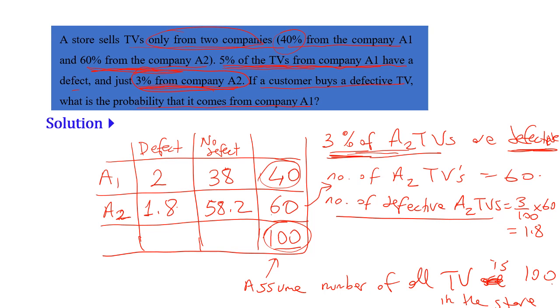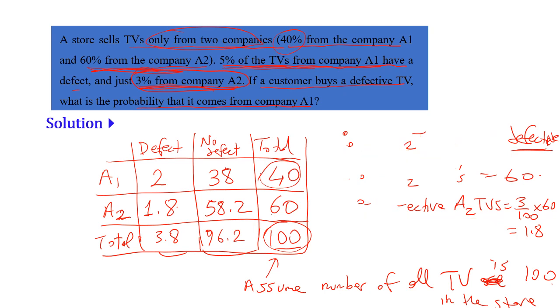In the same way, the total of the defective is 3.8 here, and not defective is 96.2. They add to 100. This is the total of A1s and A2s. Now we have this table and everything is filled in. Now let's answer the question.